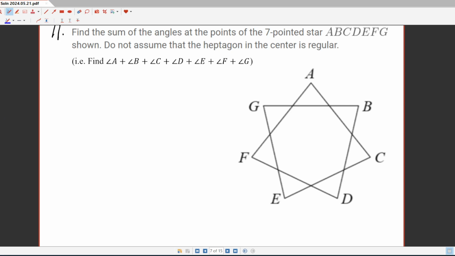So we could make use of some interior angles of the heptagon. For example, we could let the measures of the 7 interior angles of the heptagon be x1, x2, x3, x4, x5, x6, and x7 here.